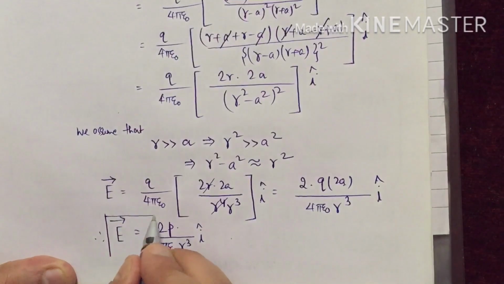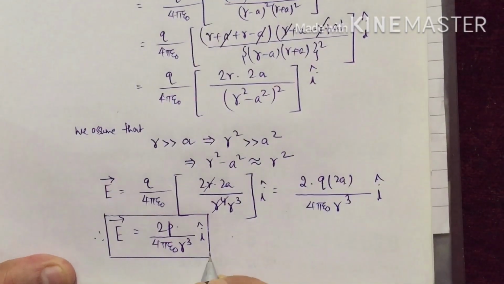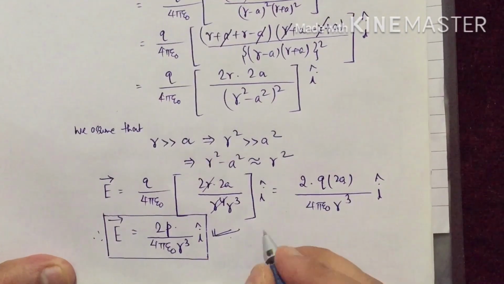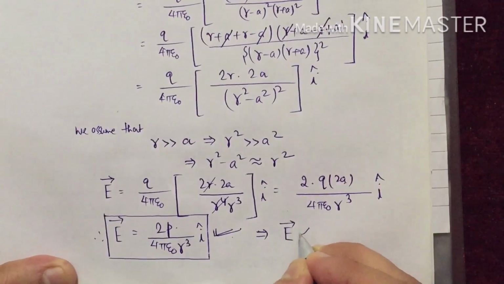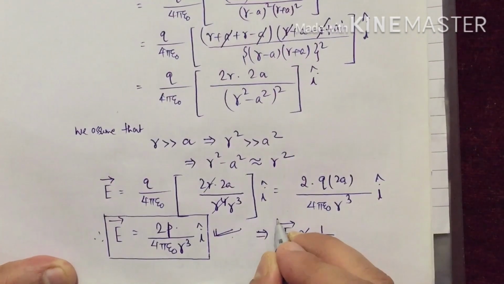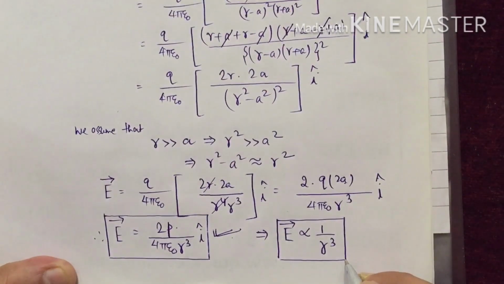This is the expression for the electric field due to dipole at any point on the dipole axis. We can see that electric field due to dipole varies as 1 by r cube. This is a very important relation we have to remember in electrostatics.